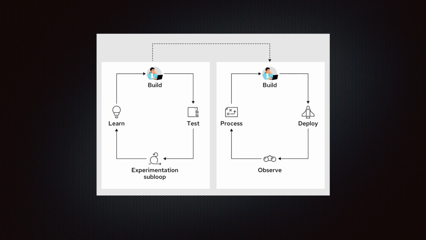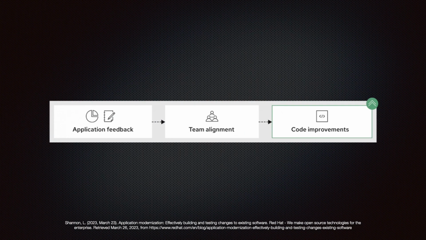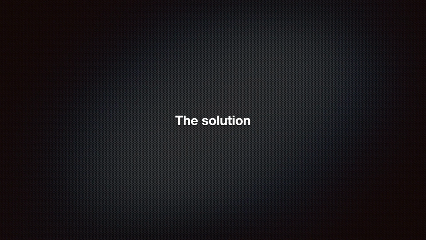And here's a great illustration from someone at Red Hat that illustrates the inner loop process that eventually moves to the outer loop process, where in the beginning you're building, testing, experimenting on code changes, learning from any of those changes, and eventually you have a product that ships. In summary, a developer codes, gets the feedback, aligns with the team and the team's objectives, and makes improvements that hopefully go into a shipping product.